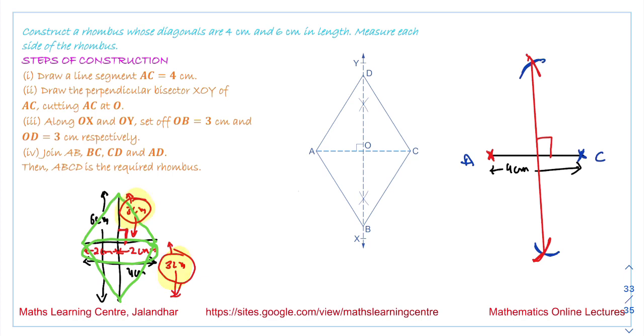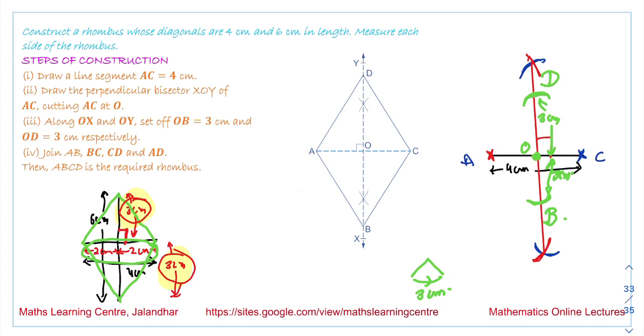So what we are going to do is open the compass to the length of 3 centimeters. We keep the compass at this point O. We mark an arc over here. We mark an arc over here. These lengths are 3 centimeters, and this length is 3 centimeters. This point is point D, and this point is point B.